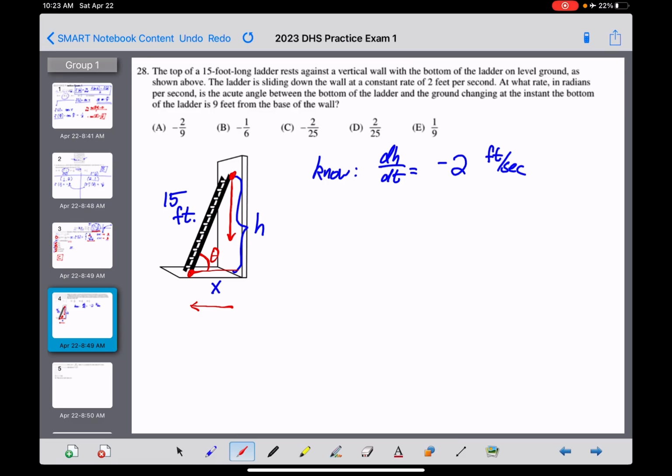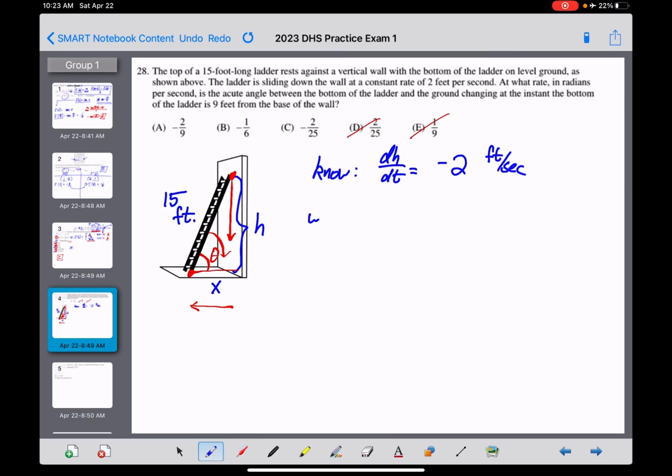And what I think that means is that theta is actually decreasing. So I'm expecting a negative answer, which again means if I had to guess right here for the rate at which that angle is changing, I think I can already cross out D and E, because I think just by thinking about this problem logically, as the top of the ladder gets lower, theta needs to be getting smaller.